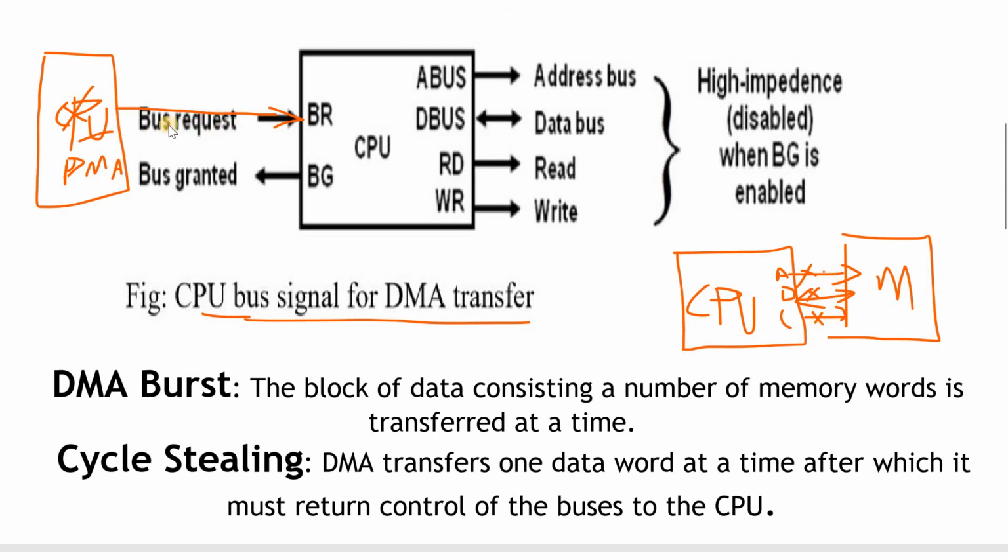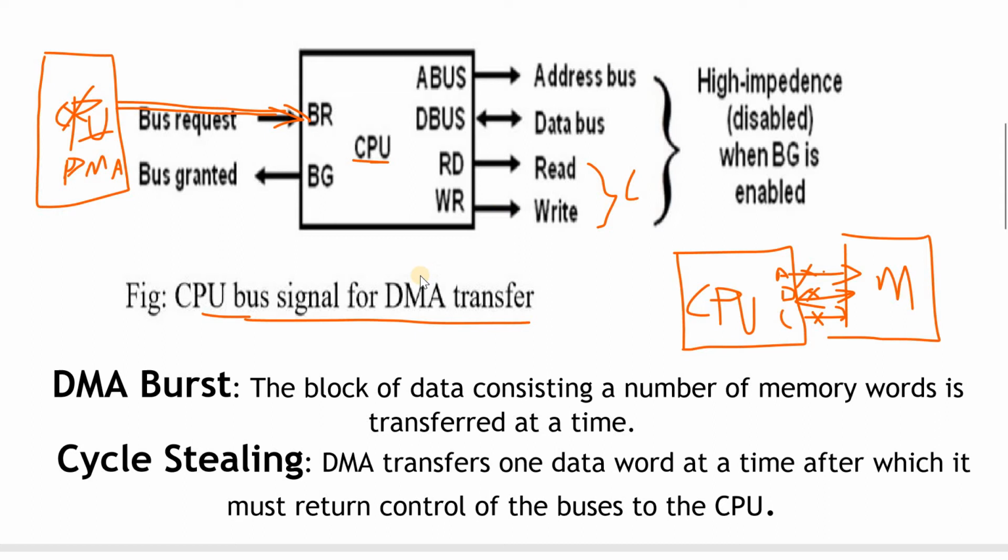Here the DMA is requesting some service: please provide some buses for the IO transfer. It is requesting this service from the CPU. Previously these buses, the address bus, the data bus, and the read and write signals, which are the control signals, were permanently connected to the memory. But if the bus request signal is received, the CPU releases the connections from the memory, and these three buses are connected to the DMA controller.